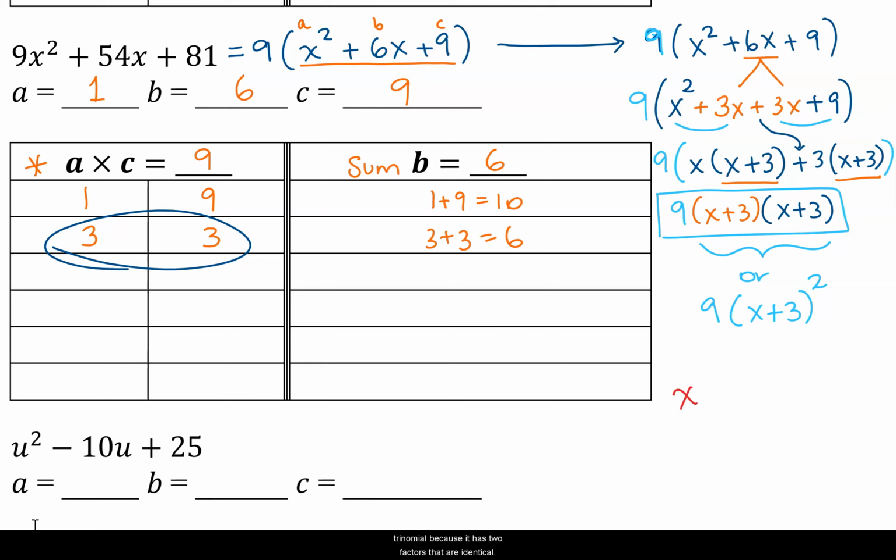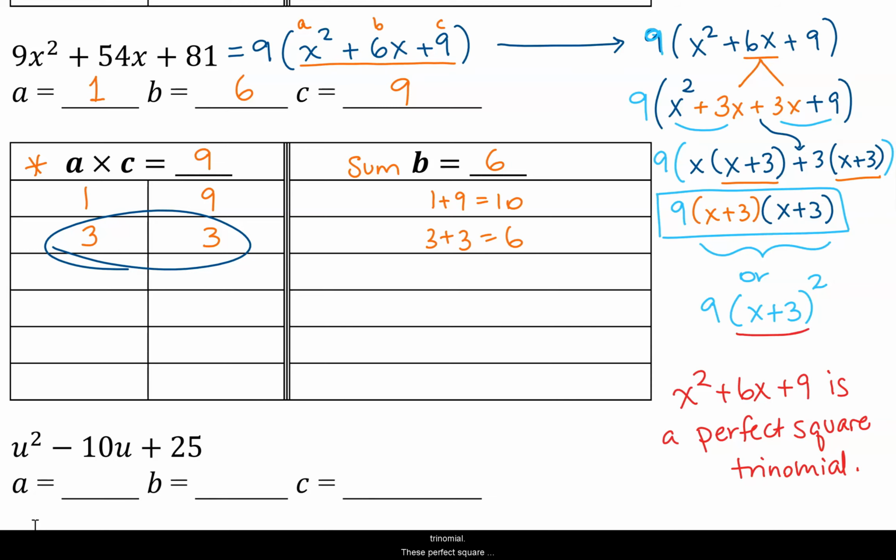This trinomial, x squared plus 6x plus 9, is called a perfect square trinomial. We call it a perfect square trinomial because it has two factors that are identical. So we're squaring one of the factors to end up with this trinomial.